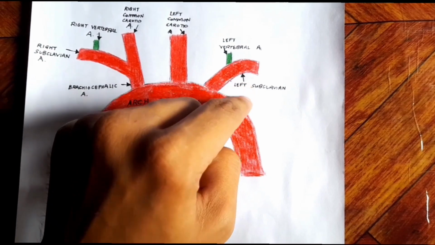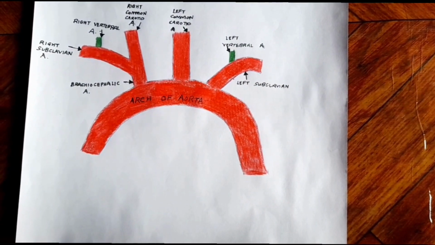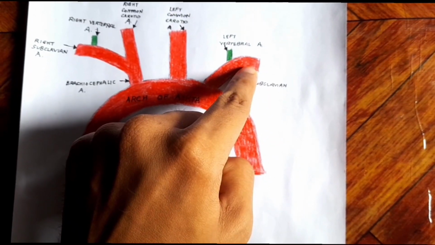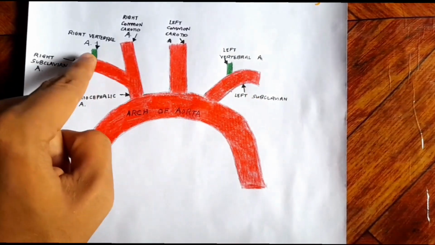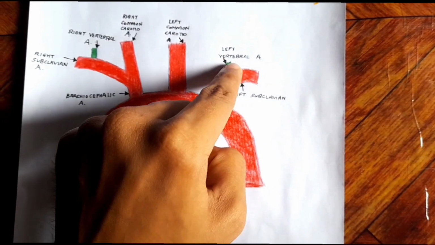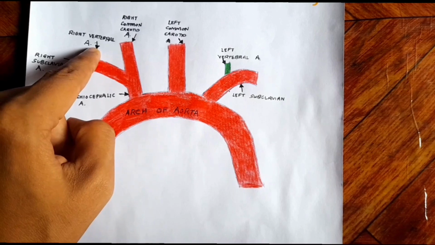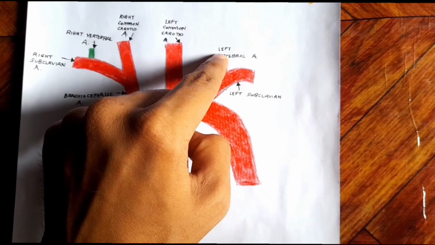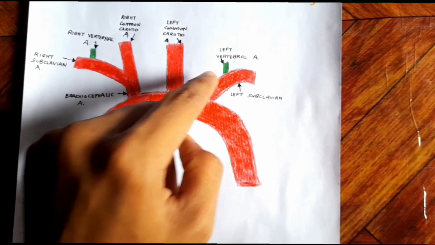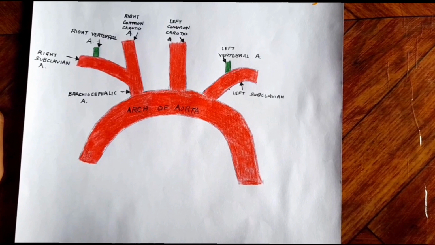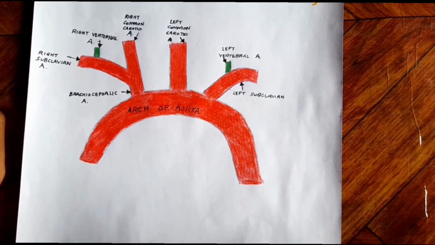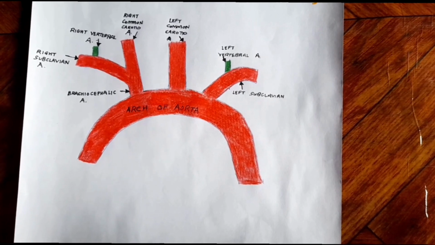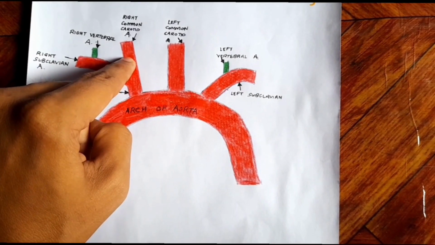Now one thing to note here is that the right subclavian artery and the left subclavian artery give the vertebral arteries. So the right subclavian artery will give the right vertebral artery, and the left subclavian artery will give the left vertebral artery. We are done with vertebral arteries. So the question is, where do we get internal carotid arteries? We get internal carotid arteries from the right common carotid artery and left common carotid artery.